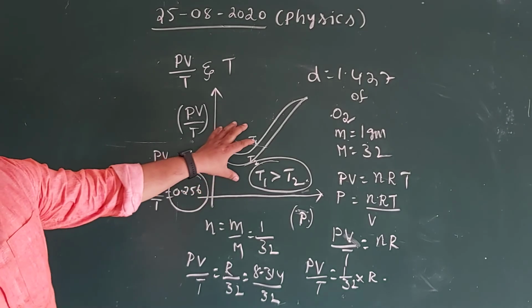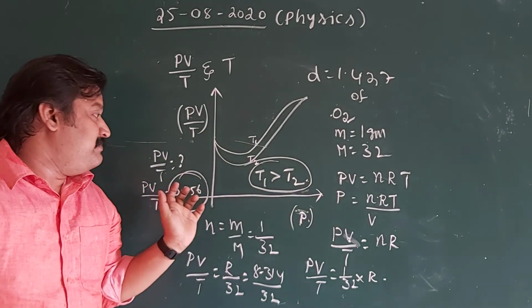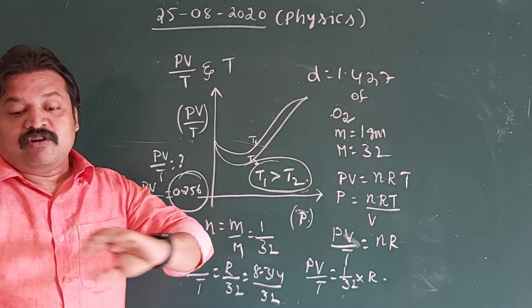Don't panic by seeing these graph values. They have clearly given the graph only to find PV by T as per the ideal gas equation. We have concluded the problem.